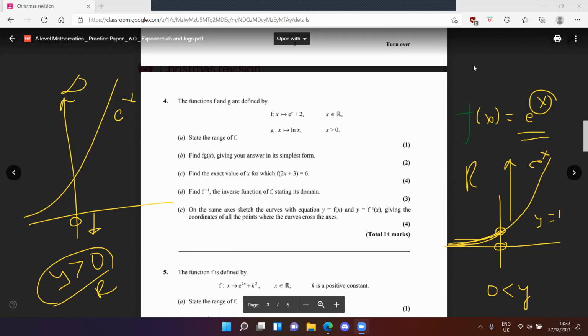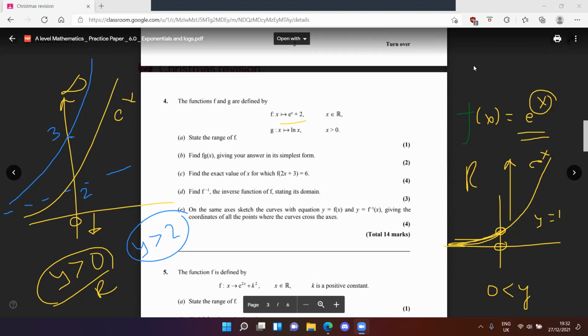Now, what about this one then? So e to the power x is this graph. So this is 3, and the asymptote in this case would be 2. So in this case, the range would be all values greater than 2. Okay, that's the answer. That wasn't that bad.